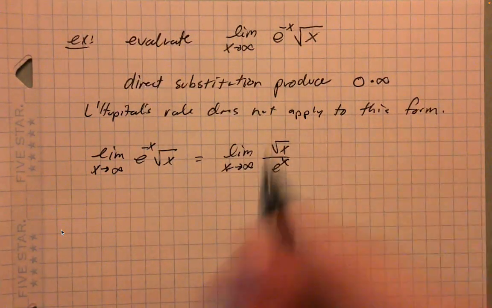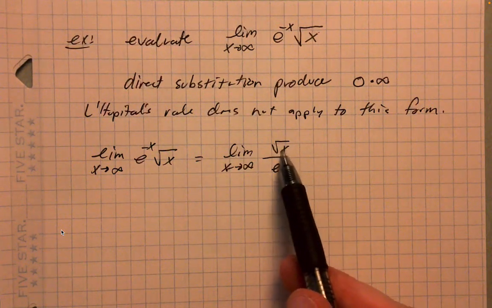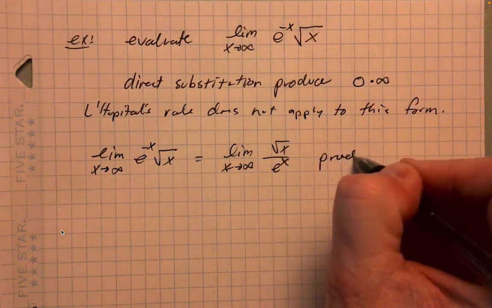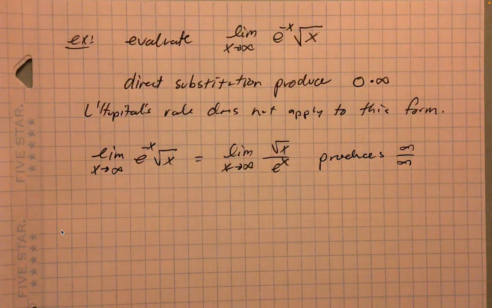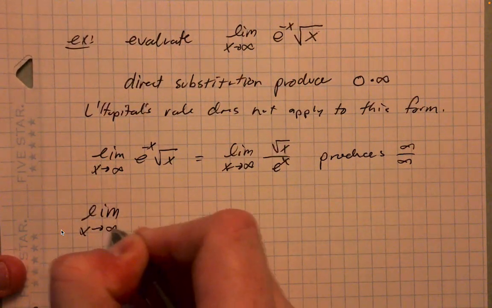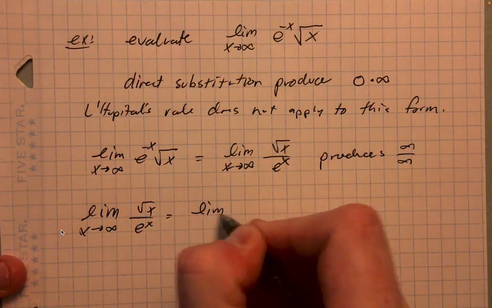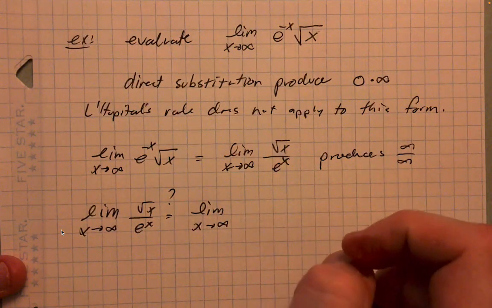Right, so just rewriting the expression, what is this going to produce? Well, now you're going to have infinity over infinity, right? Now this is the indeterminate form that we can use L'Hopital's rule on. Doing so means we differentiate top and bottom, right? So I'm just going to do that.